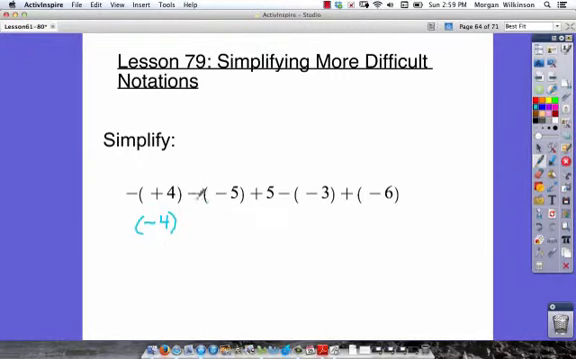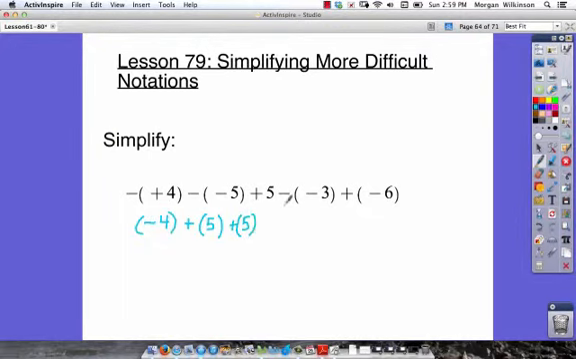We've got a double negative. We've got two negatives in a row. So two negatives in a row, that's an even number of negatives. That's the opposite of a negative. That's a positive. So we're going to get negative 4 plus positive 5. Then we've got plus 5.